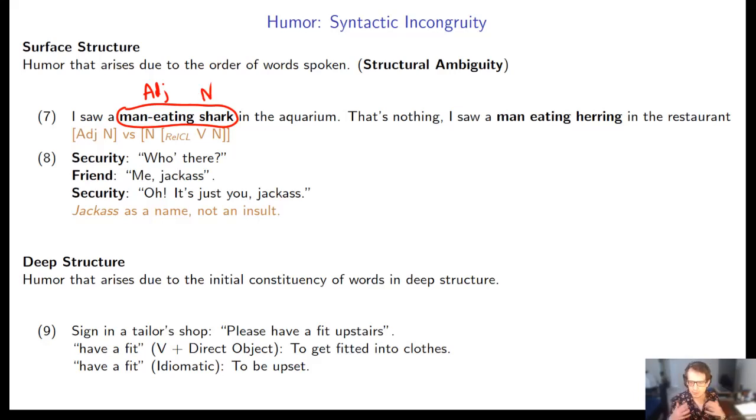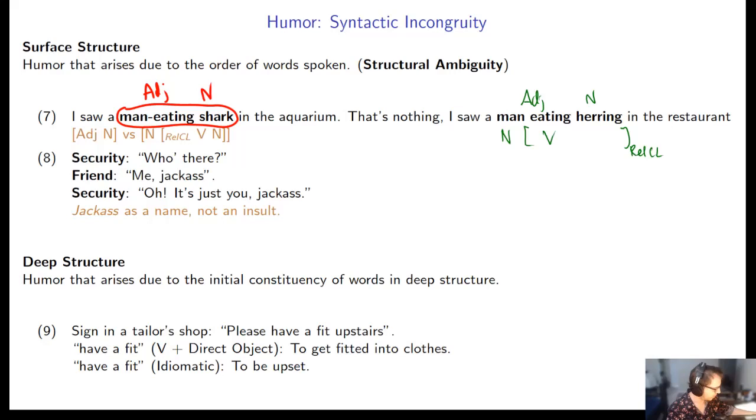So we're set up for this word category interpretation. Then we hear, "I saw a man eating herring in the restaurant." When we hear "man eating herring," what we're expecting is an adjective followed by a noun, that same sort of pattern. But actually what we get is a noun here, and then we're led into this relative clause, a verb and another noun.